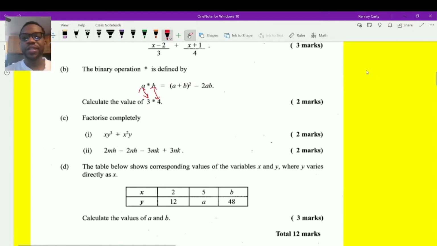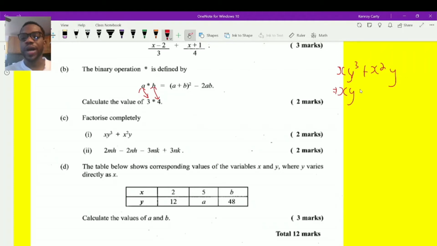So notice in this case, I have x y cubed, plus x squared y. We're looking for what is common. What is common? X is common. We have x and x squared. Of course, I can factor out the lower one. Simple technique to remember. X and x squared, you take out the lower one, which is x. Y cubed and y, the lower one, which is y.